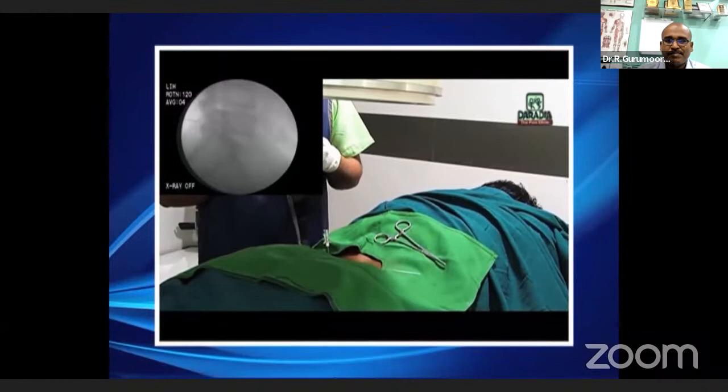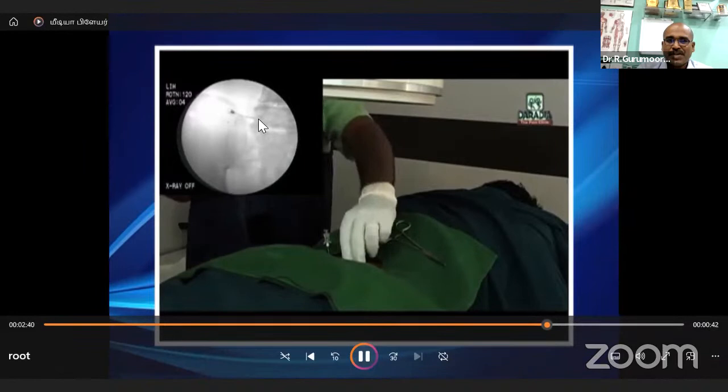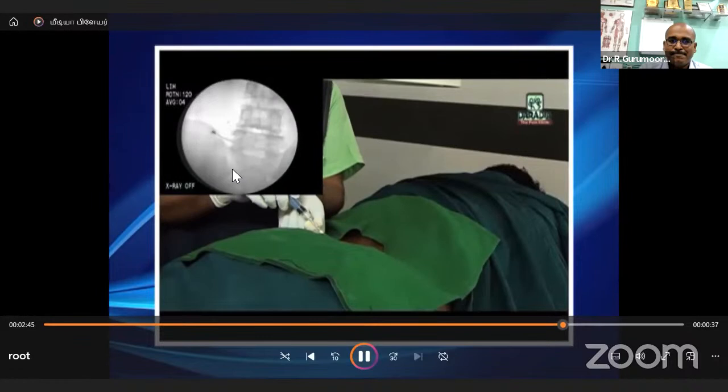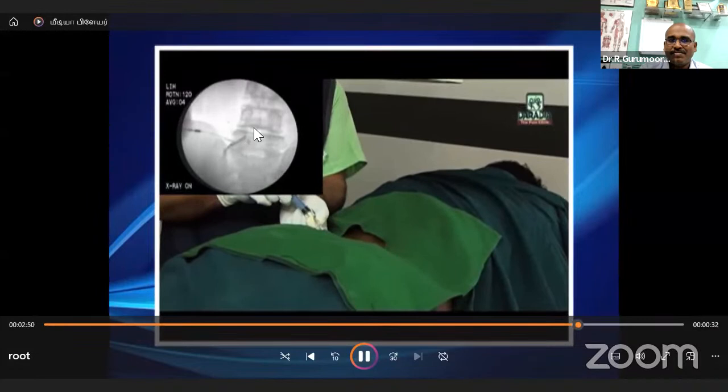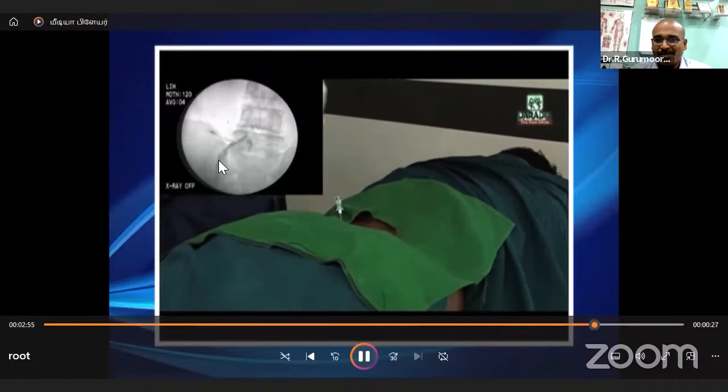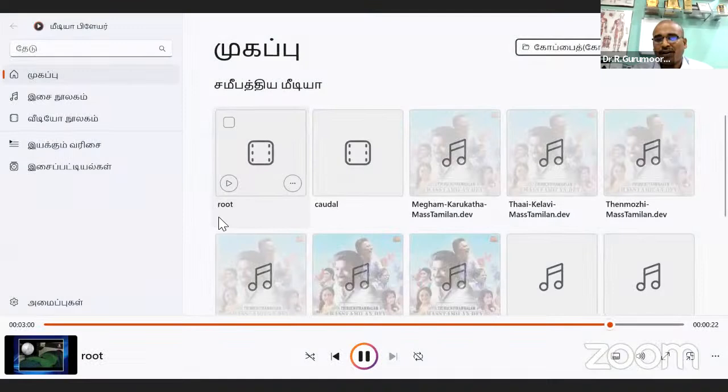So this is the AP view. You can see the little tip over here. We inject contrast now on live. Now you can see the nerve, exactly on the nerve. Okay. So this is the typical nerve appearance. So once you are confirmed, now you have to go for steroid injection. Hardly need 0.5 ml. That's more than enough.